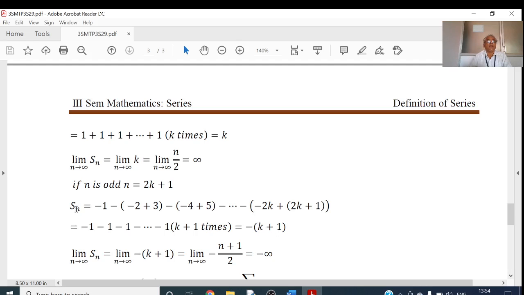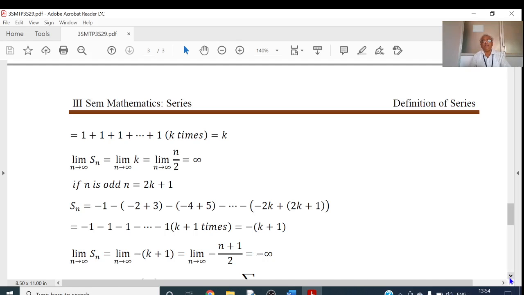Now if I take the limit of Sn as n tends to infinity, it is equal to the limit as n tends to infinity of minus of k plus 1. And we have n equal to 2k plus 1, therefore k plus 1 can be written as n plus 1 by 2. If I take the limit, this becomes infinity with a negative sign, that is minus infinity. So if n is an even number, I am getting the limit equal to infinity. If n is odd, I am getting the limit equal to minus infinity.